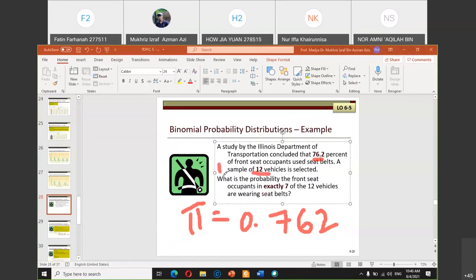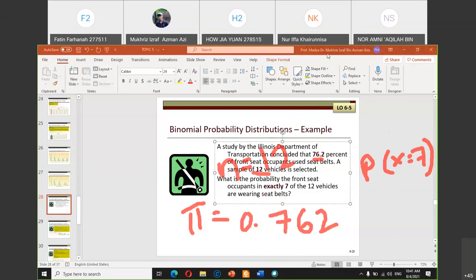So this will be your n, n equals 12. You want to calculate exactly 7, or P(x) equals 7. So you want to know the probability of x equal to 7. Here x means the front seat occupants use seat belts, so that is the event. What is the probability of 7 vehicles wearing seat belts? Seven of 12, meaning you want to calculate P(x = 7) from 12 trials, given that pi is 0.762.